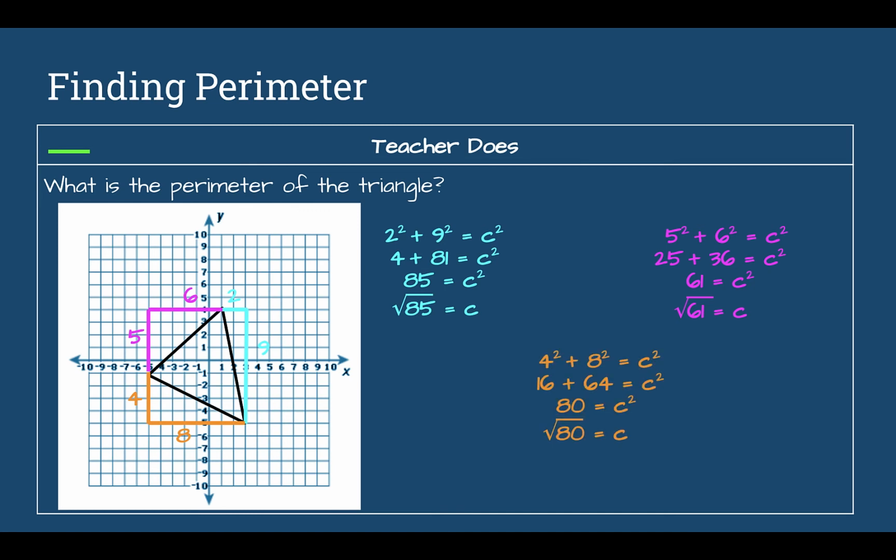So for the perimeter of the triangle that was given, I found the side lengths by creating new triangles and finding the distance. Now, we want the perimeter, which means we need to add all the sides together. If I do that, this time I'm going to approximate it, and it's about 25.97.